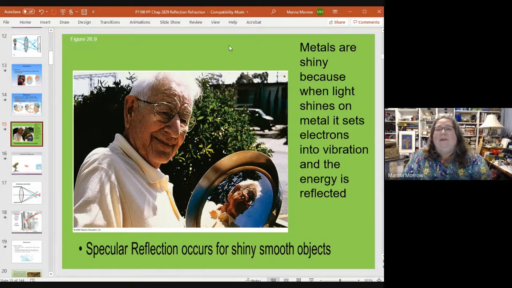Now, metals are really good reflectors. They're very shiny because when light shines on a metal, the electrons vibrate and the energy is reflected. So it's not being absorbed or scattered, it's just being reflected. And shiny things like this, that's called specular reflection, where the beams of light are hitting a smooth surface so they stay together. So you get a really good image. We'll talk later about diffuse reflection, where when the beams hit a rough surface, they go in various directions. But metals have specular reflection.